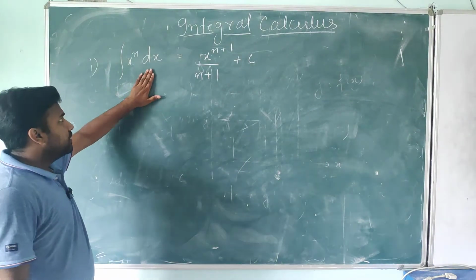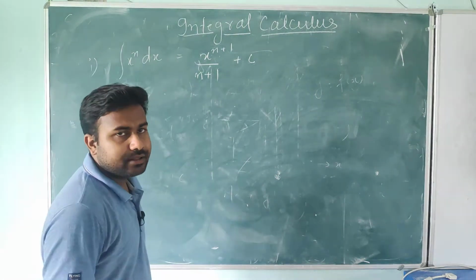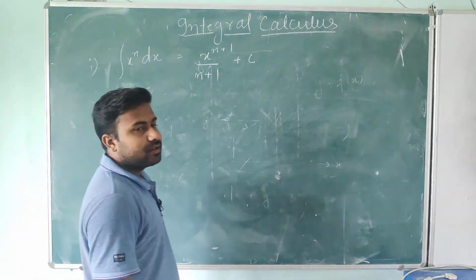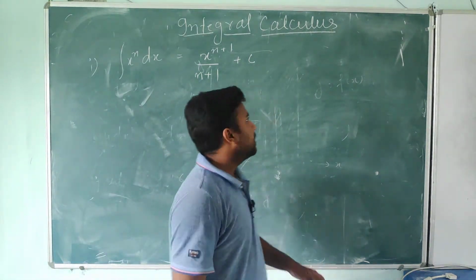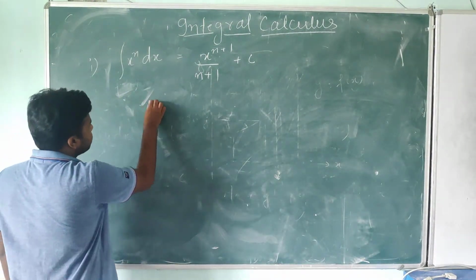Here in the differentiation part I started with the constant function, is it or not? And there you learned the differentiation of a constant function is 0. But here the integration of a constant function is not 0. Look at this. Using this formula we can find it.